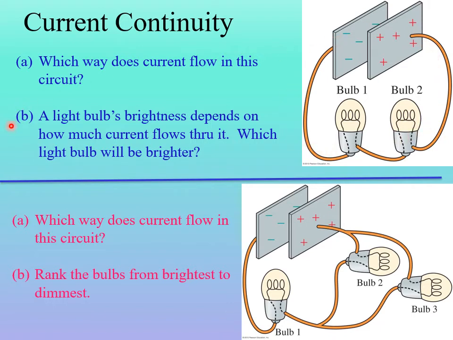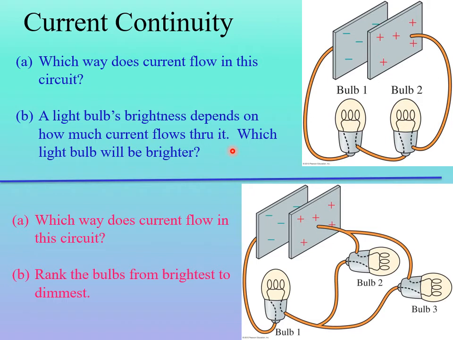Okay, now question B says a light bulb's brightness depends on how much current flows through it. So which light bulb will be brighter, bulb 1 or bulb 2? Again, what makes a bulb bright is how much current flows through the bulb. If more current flows through, the bulb is brighter. So pause the video and think about the brightness of these two bulbs and which one will be brighter.